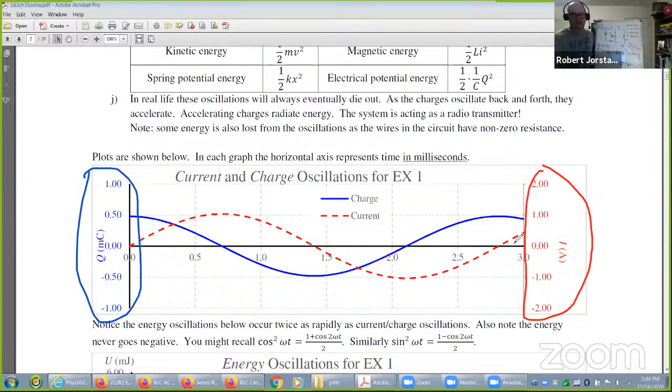So for the dashed line for current, whoops, that's the wrong color. For charge, read this axis. For current, read this axis. Okay.